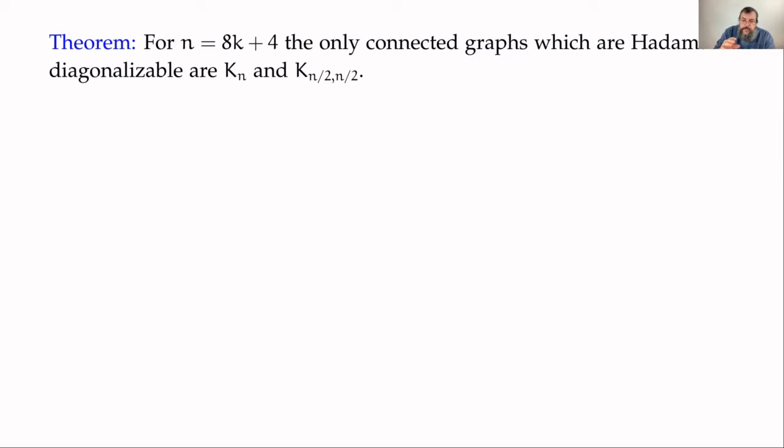Well, now we just say, look, if something's Hadamard diagonalizable, so is the complement, because there are some very nice properties about the Laplacian and its complement. And so a graph or its complement is connected, so we just need to figure out what's possible.